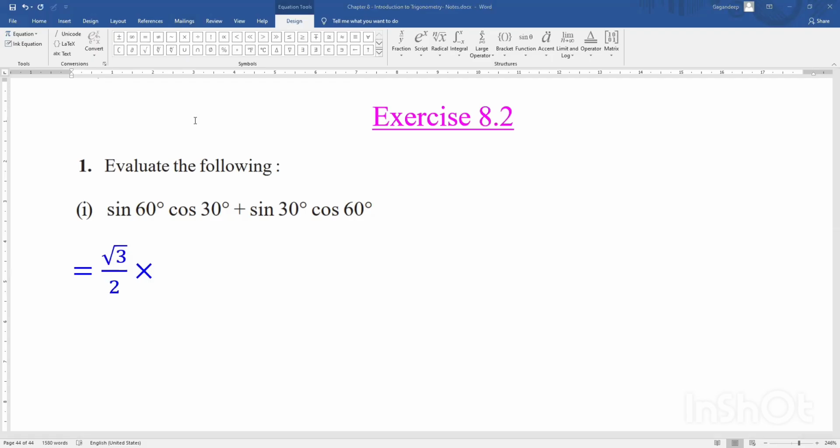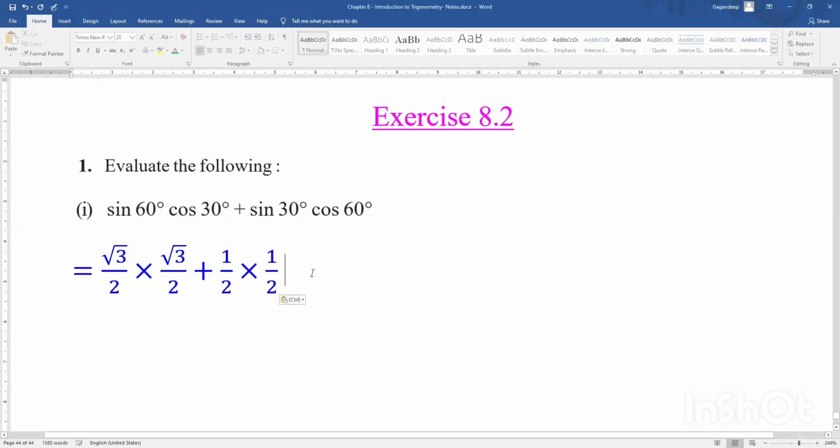Then cos 30 is also root 3 by 2. And then plus sin 30. Sin 30 is half, so I write it as half here. And then again, there is no gap, which means it is multiplication. So I write the multiplication sign and cos 60. Again, cos 60 is 1 by 2.